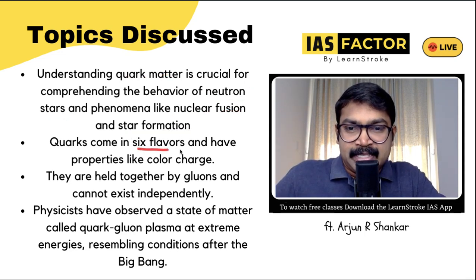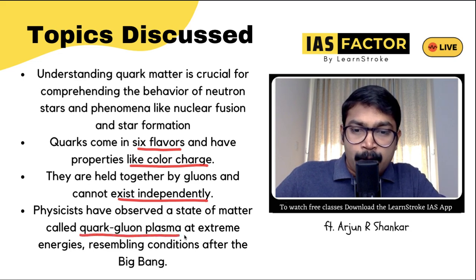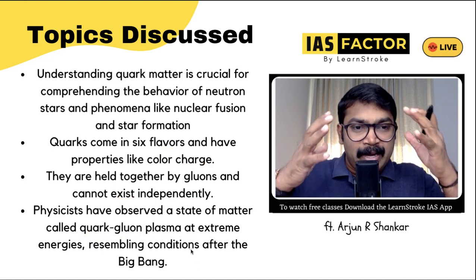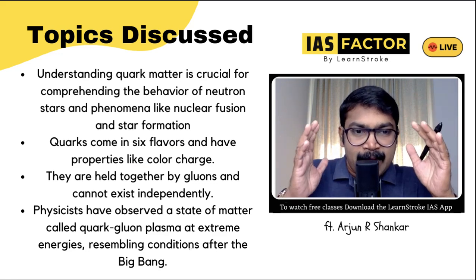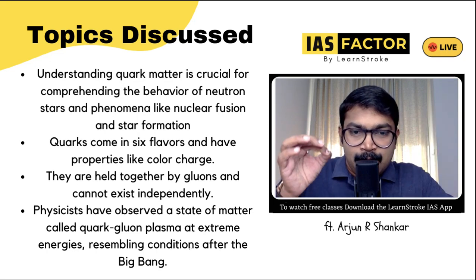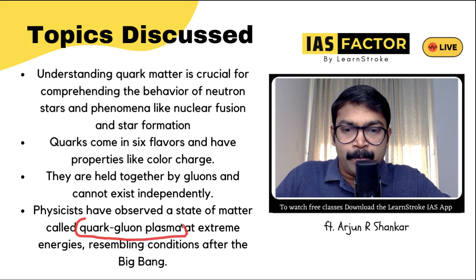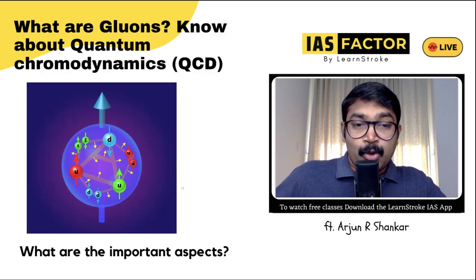Quarks come in 6 flavors and have properties like color charge. They are held together by gluons and cannot exist independently, as we have discussed. Physicists have observed a state of matter called quark-gluon plasma at extreme energies, resembling conditions just after the Big Bang, when the universe was created and expanded. After the Big Bang, there is a condition very similar, called quark-gluon plasma. That is also something we have to understand. What is a quark-gluon plasma?